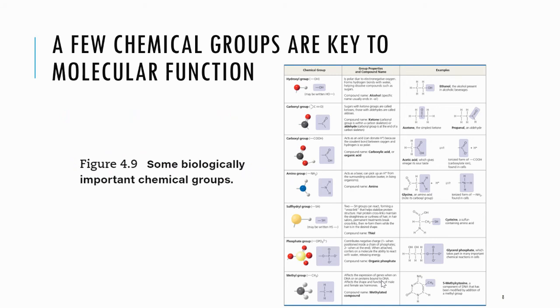Here are some examples of those functional groups and what the important piece is to it and some of the properties and examples. But you can review this figure on your own. It is figure 4.9 in your textbook.